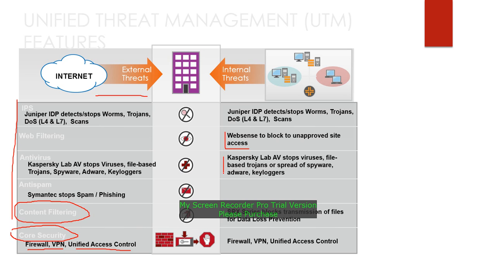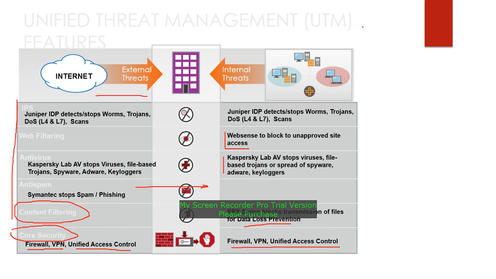And antivirus as well. And anti-spam, we do not use for inside to outside traffic. It is used basically from outside to inside, if anyone is sending a spam mail. And content filtering blocks the transmission of files for data loss prevention. And the basic functionality is firewall, VPN, and unified access control.